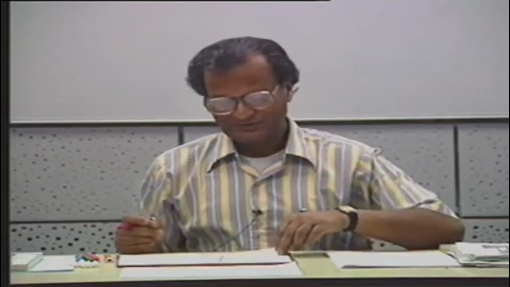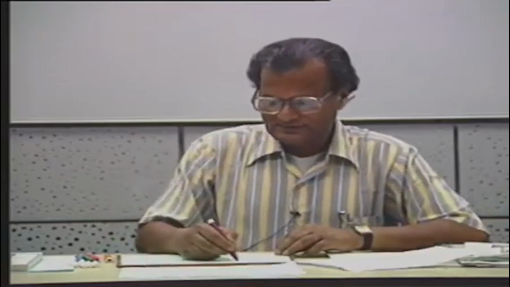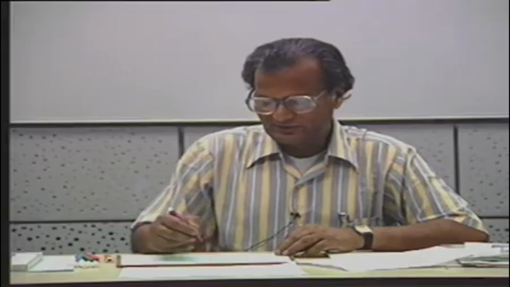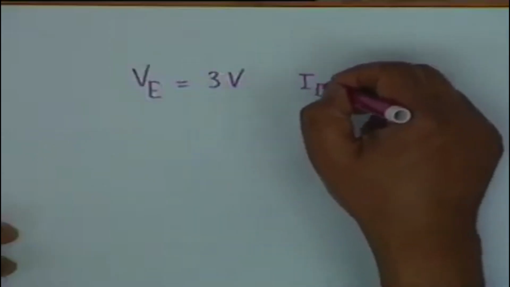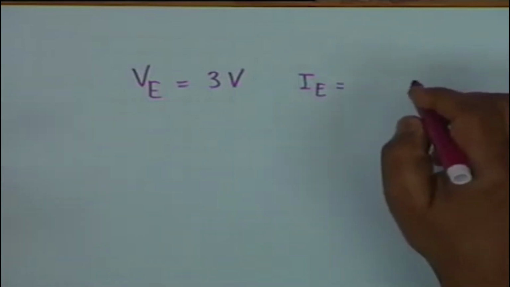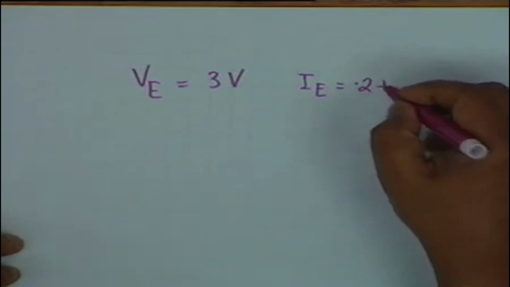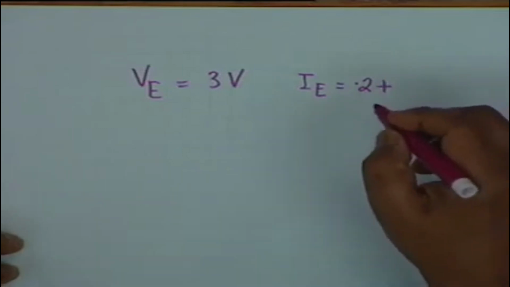Okay. So what we do is we assume that VE is equal to 3 volts. Then what is I sub E? I sub E is 200 milliampere, that is 0.2 plus I sub B.